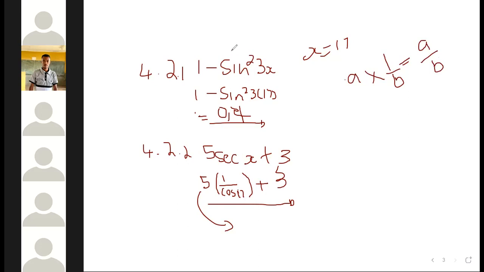So I was just elaborating and emphasizing this part: when you change secant, it becomes 1 over cos. If it's cotangent, it's 1 over tan. If it's cosec, it's 1 over sine. You understand that part?